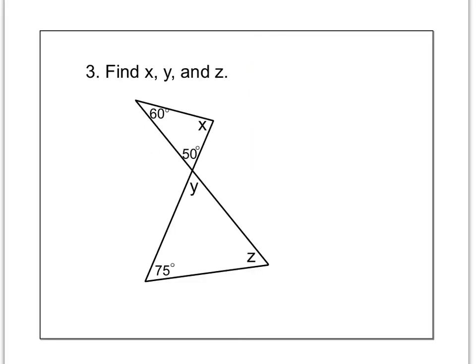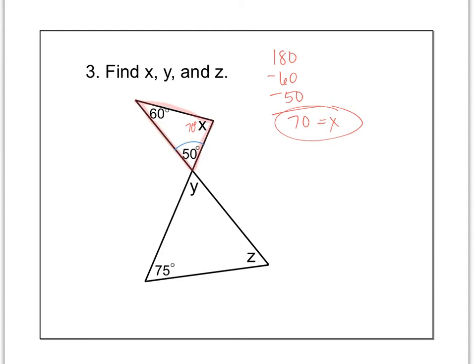Find X, Y, and Z. Please pause the video. Give it a try. When you're done, unpause the video. So to find X, I'm going to use this top triangle. And in every single triangle, the 3 corners add up to 180. So if I take 180 minus the 60 minus the 50, there's 70 left. So X is 70 degrees.